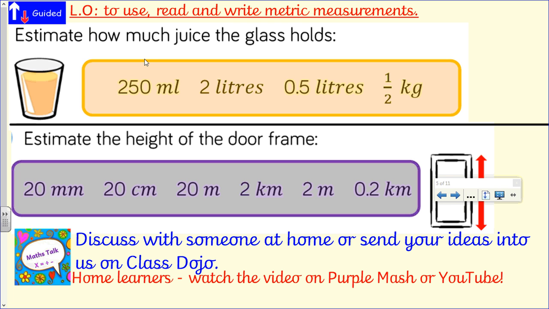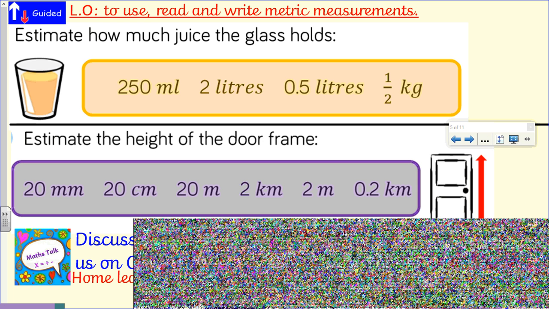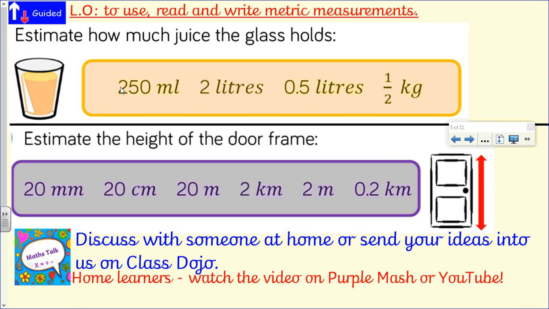So estimate how much juice the glass holds. And again, I've put here, can you discuss with someone at home or send us your ideas on Dojo? We'll be doing the same in the classroom. We'll be talking about it. We might not necessarily write anything down for this one. So your choices are 250 milliliters, 2 liters, 0.5 liters, that's half a liter, or 500 milliliters, or half a kilogram. So have a think about that one.